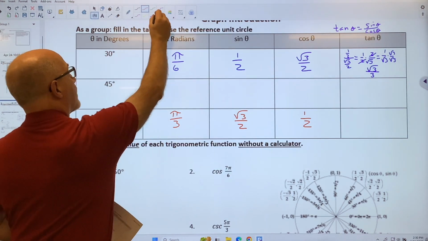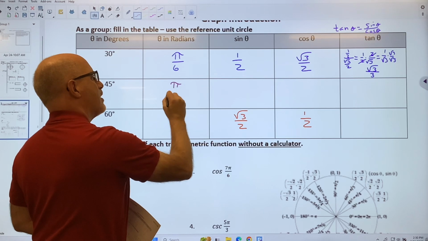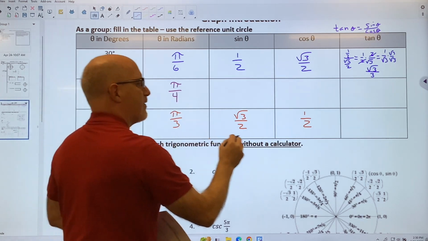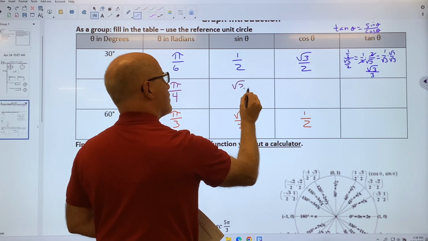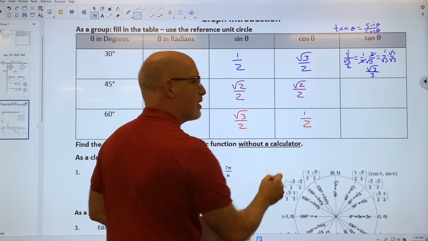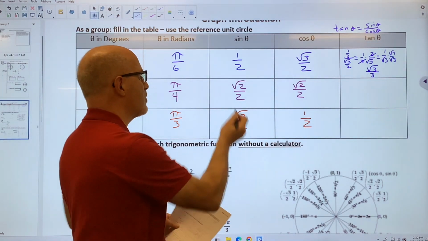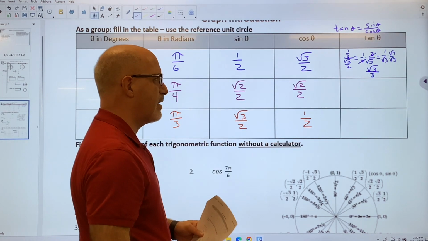All right, let's do 45 degrees. 45 degrees is pi over 4 in radians. And then if I look at my ordered pairs, both x and y are square root of 2 over 2. That makes sense because 45 is its own complement, and so sine and cosine, co-functions, are going to have the same value.